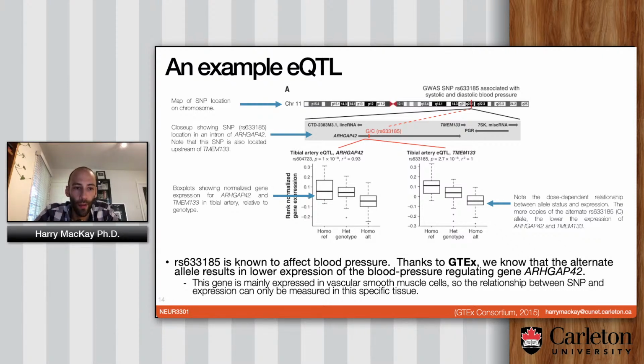Starting from the top, this is a map of where this SNP is located on the chromosome. This is a single nucleotide polymorphism. You change one letter of the DNA, this is what you get. It's located here, on the long arm of chromosome 11. It's called rs633185. You can look that up on SNPedia or using the genome browser if you like.